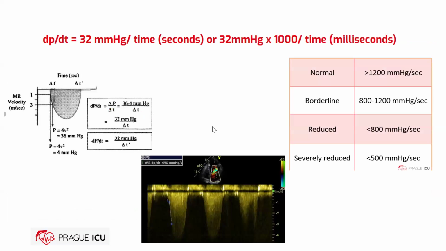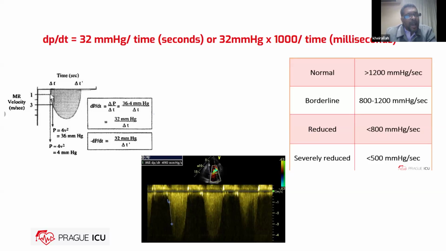Now we come to this one, which is called dP over dt. D is delta: delta pressure over delta time. What's the meaning of that? This means we take the MR signal, and most of the time we have MR, physiological MR. So we trace that MR, whether physiological or pathological. We trace it this way, and then we locate 2 points, one at 1 meter per second velocity and one at 3 meters per second velocity.